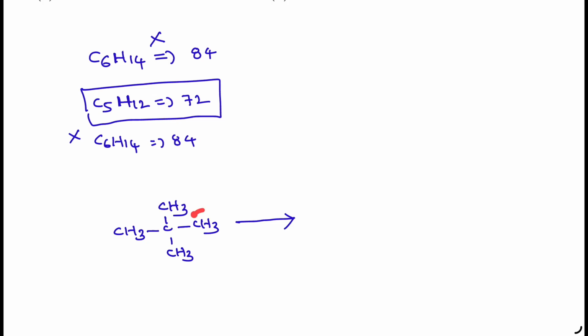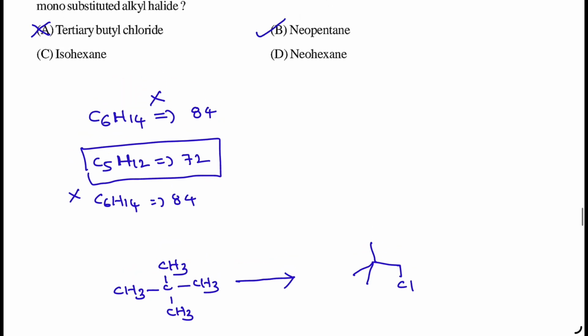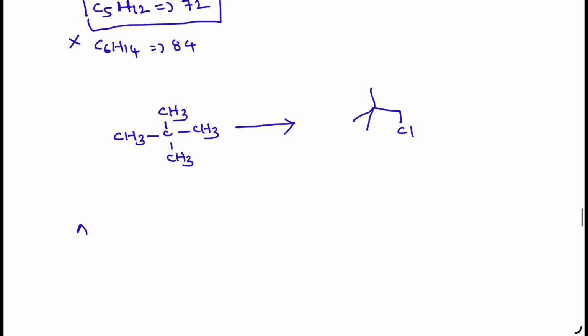You can see all methyl groups are identical. You can do substitution anywhere, the result is the same, and there is no chiral center. So the answer must be B, neopentane.